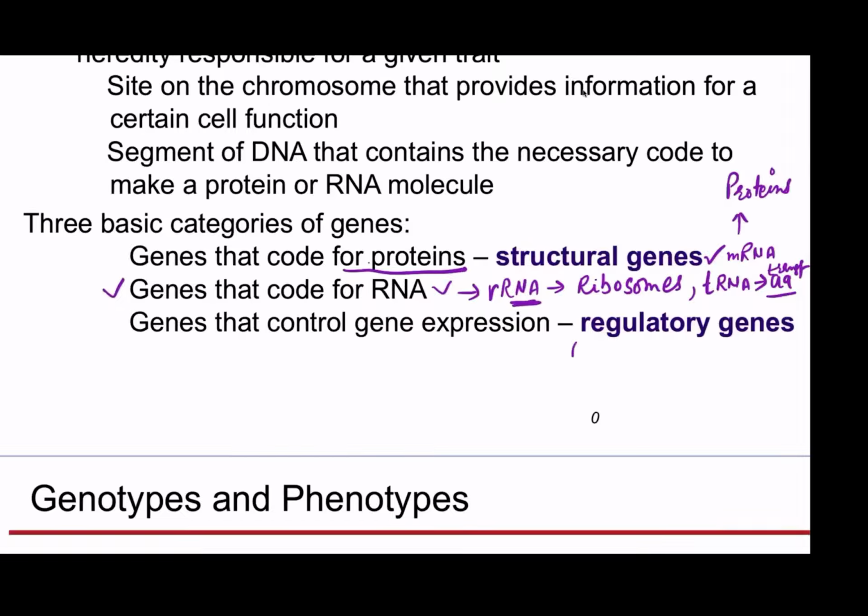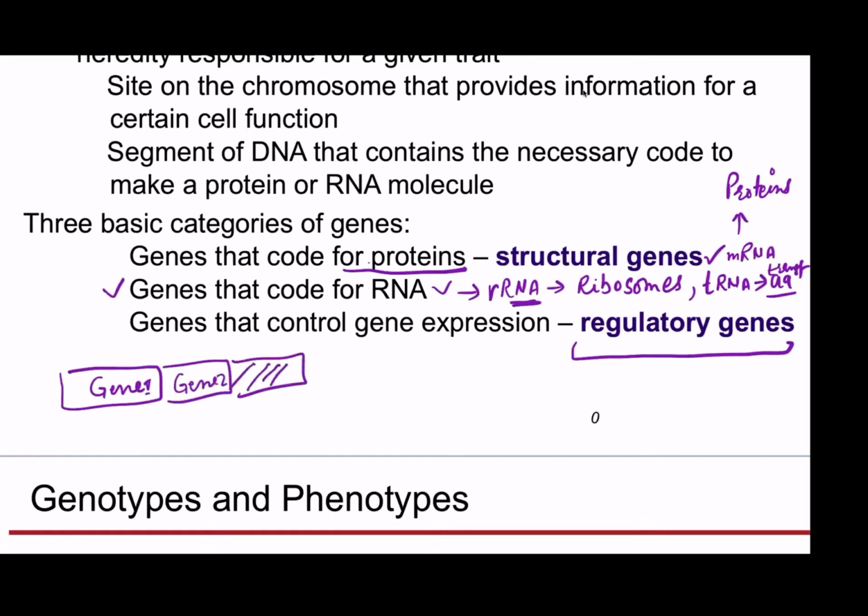And there are some genes that are responsible for controlling some other genes. We call them regulatory genes. For example, you have a gene here, gene 1, and you have gene 2. But there is this gene here, we call it the regulatory gene. This regulatory gene makes a protein here, let's say this protein. This protein can go and control other genes. That's why the name is regulatory genes.